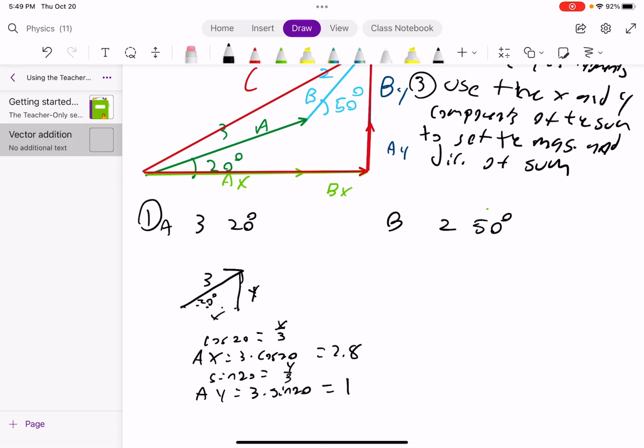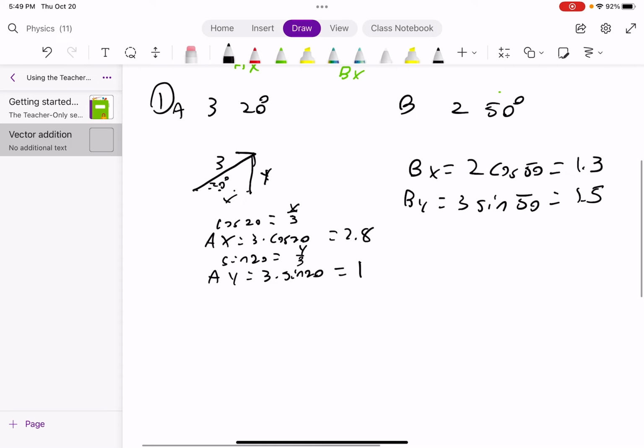And you repeat the process for B. Bx is going to be 2 times the cosine of 50, and By is going to be 2 times the sine of 50. 2 times the cosine of 50 is 1.3. 2 times the sine of 50 is 1.5. So we have Ax, Ay, Bx, and By. That is the end of step number 1.